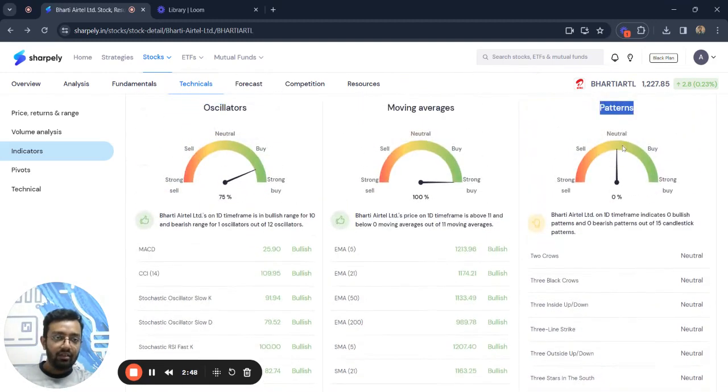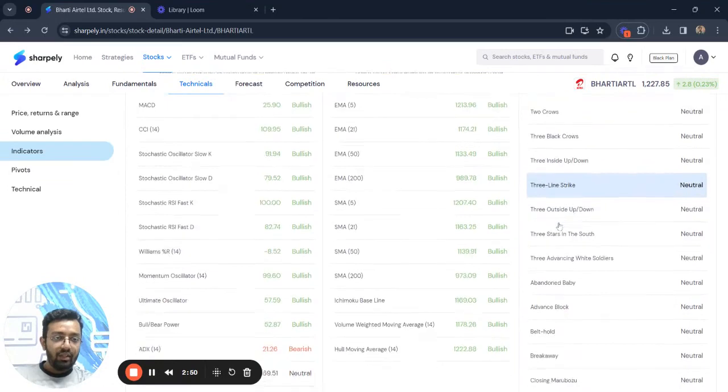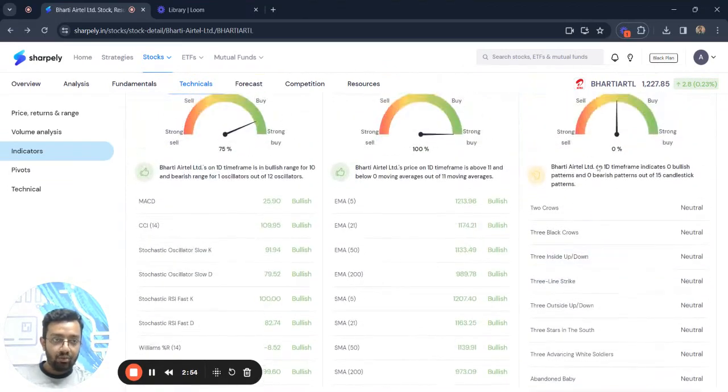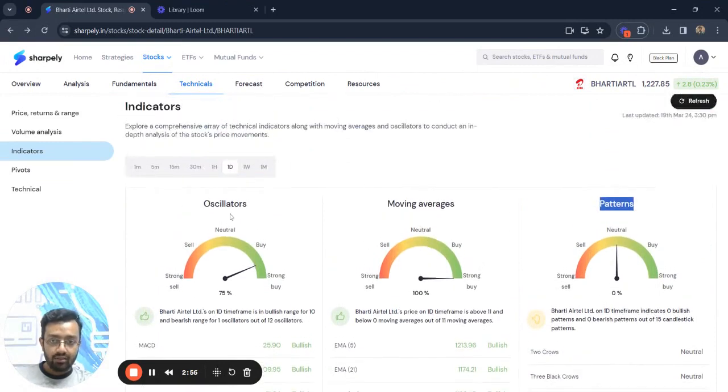And in patterns, we have a total of 15 candlestick patterns. Now, as of now, most of them are giving neutral based on patterns, but oscillators and moving averages are showing a very strong positive bias as of now. Now you can also generate the same data for different time frames ranging from 1 minute to 1 month.